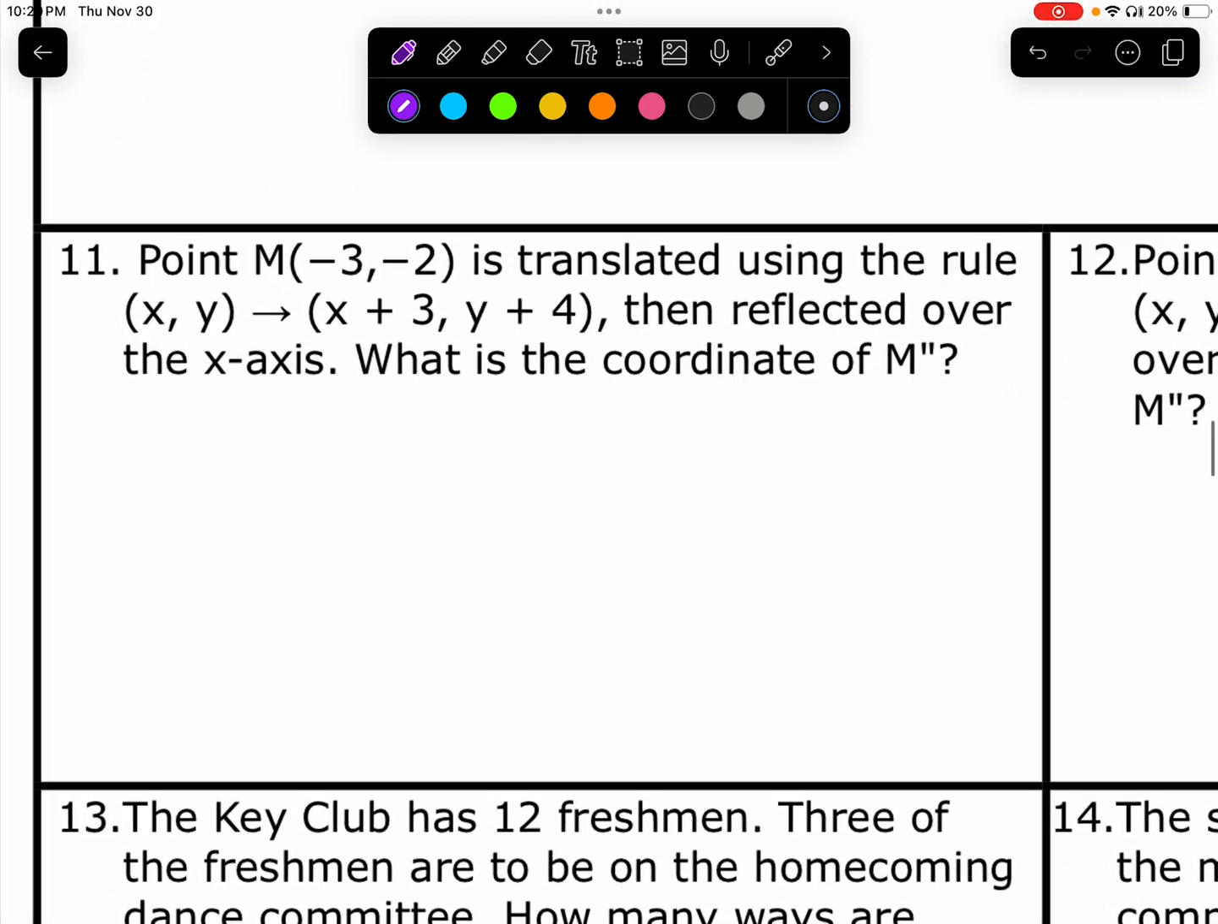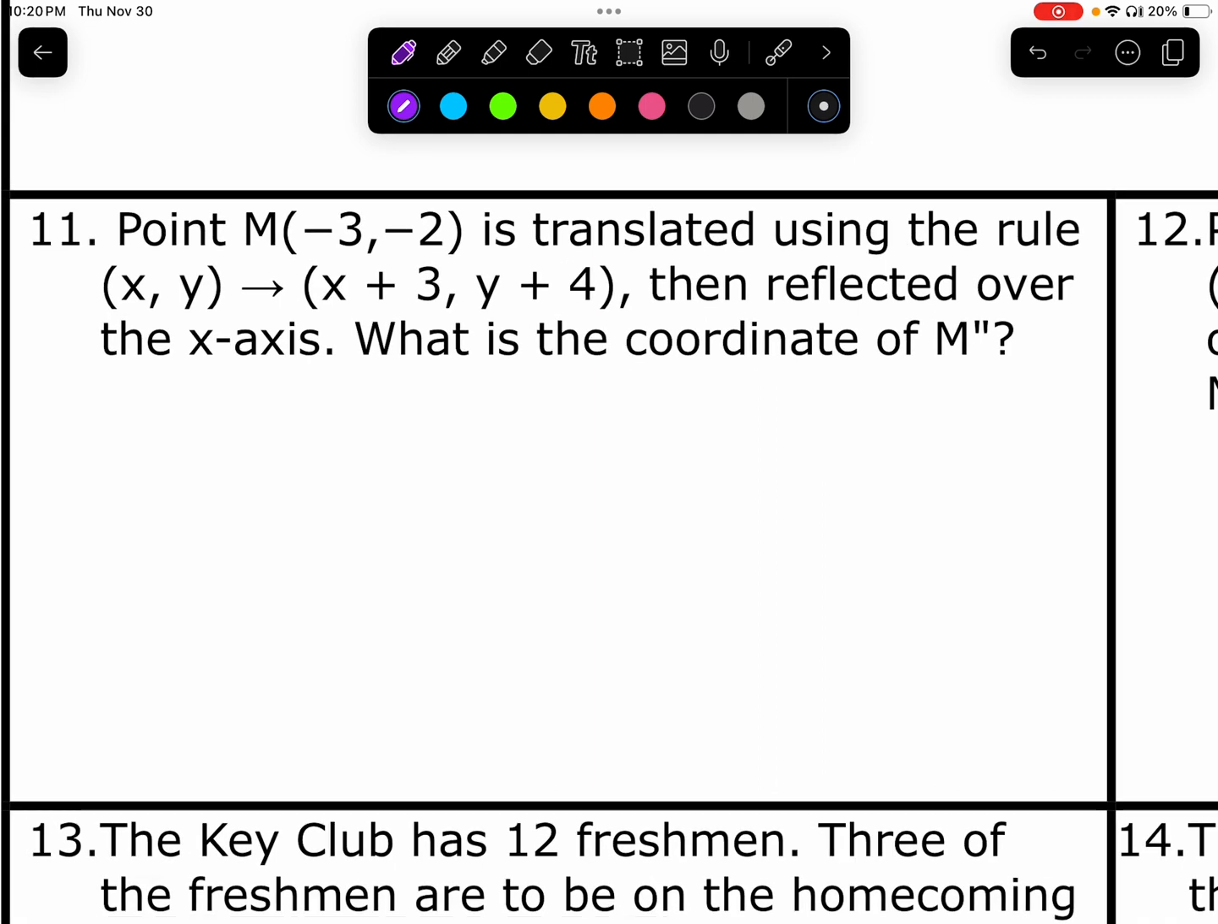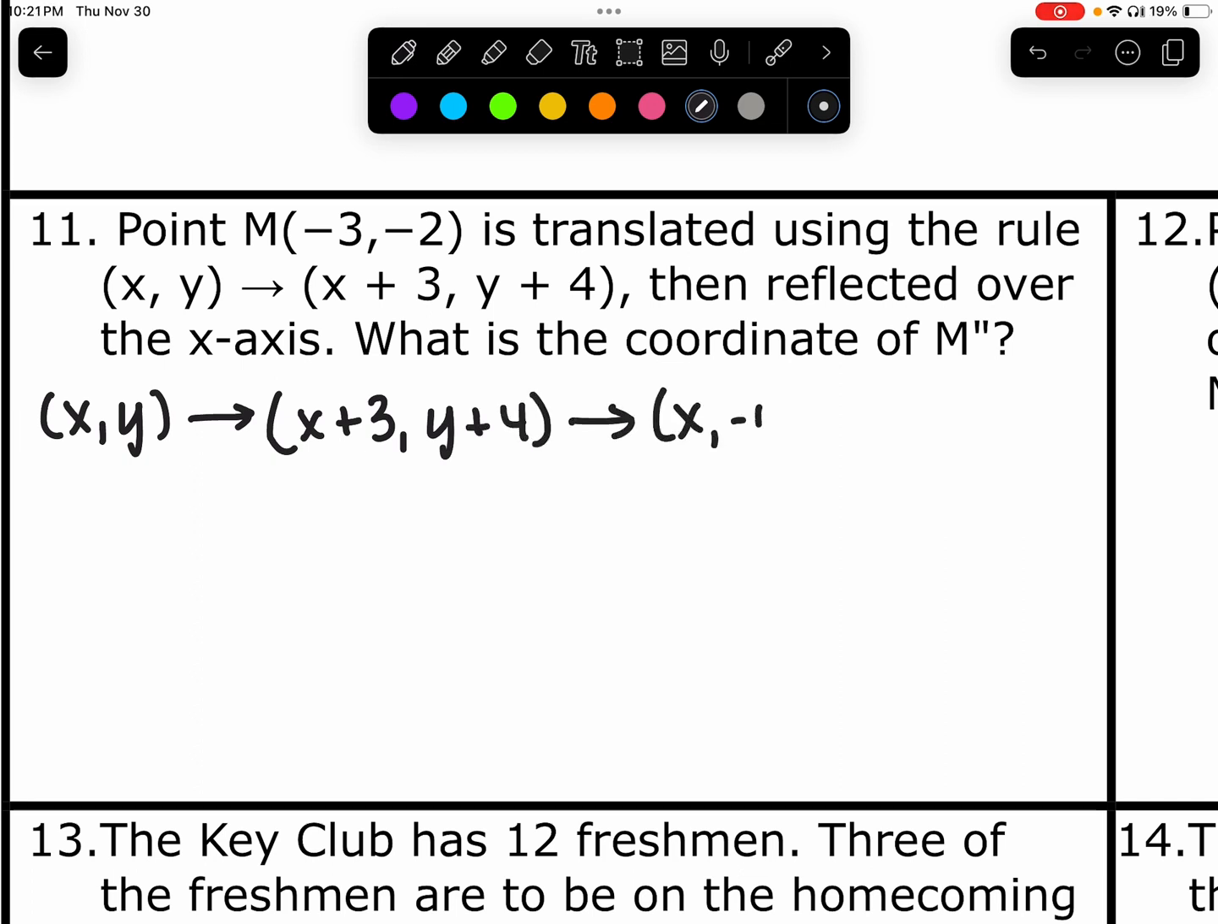Number 11. Point M is translated using the rule (x, y). And then we can see what happens there. Then reflect it over the x-axis. So now we don't have a graph, so we're going to have to use the rules. We start with (x, y), and then we have (x + 3, y + 4). And then it says reflected over the x-axis. So that's the rule for that.